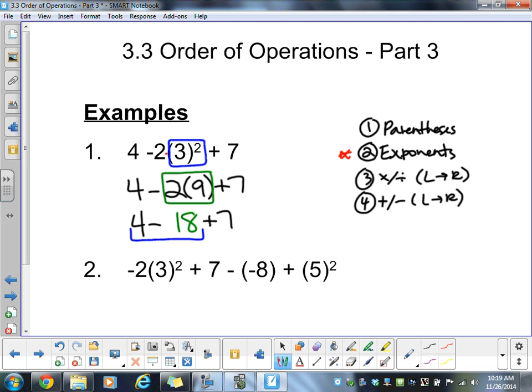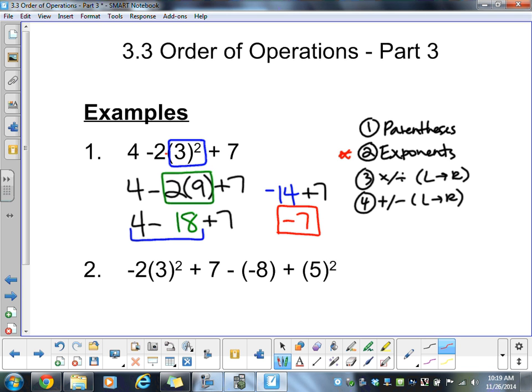That means I'm going to have a negative 14, or 14 bad guys left with my plus 7. If I have 14 bad guys and 7 good guys, those 7 good guys are going to take out 7 of those 14 bad guys, leaving me with 7 bad guys or negative 7.